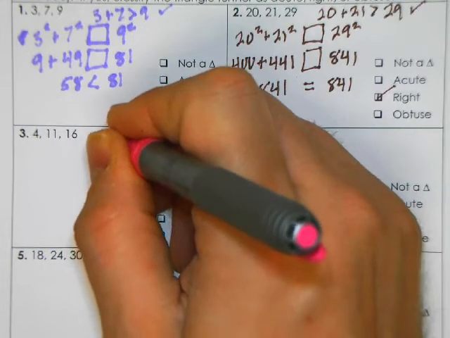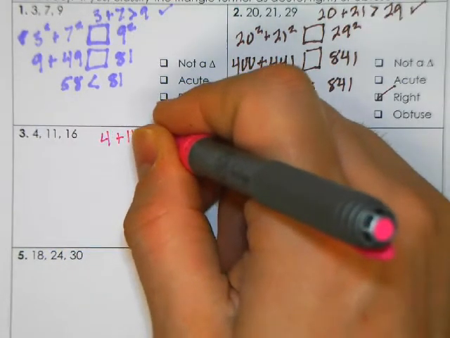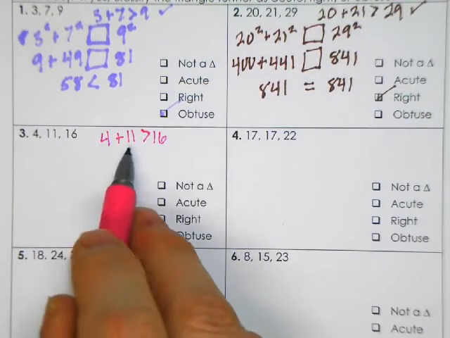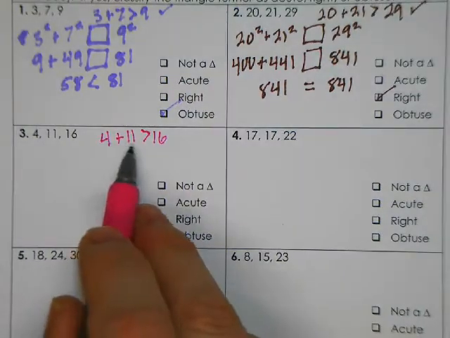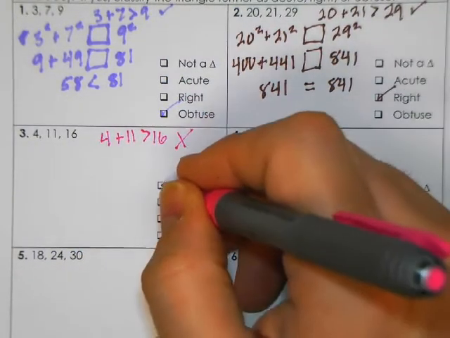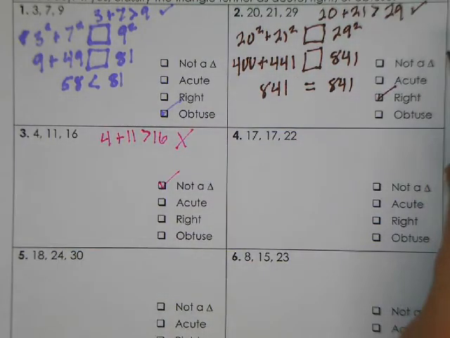So the sum of the two smaller sides, 4 and 11, needs to be greater than the third side, 16. In this case, the 4 and the 11 only make 15, and 15 is not greater than 16. So I do not have a triangle that can be created with those three sides.